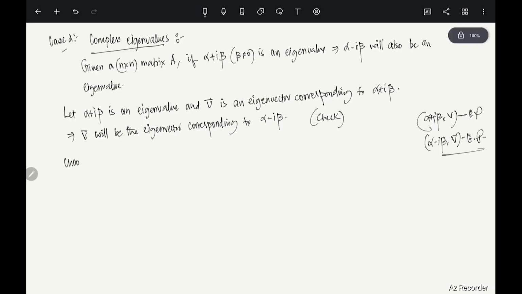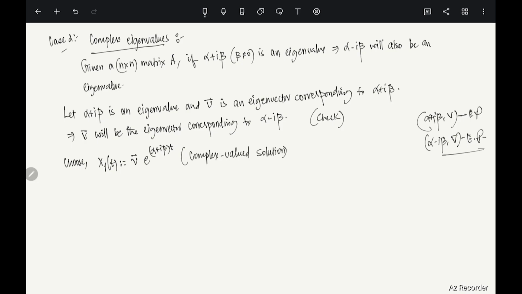Now you see that choose x1, this is a new function x1, to be the vector v times e power alpha plus I beta times t. Just like the previous case, we are just doing it, but here we are doing it for a complex one. It is just a little bit complicated. So basically the solution is a complex valued solution. We are just assuming here it is a complex valued solution.